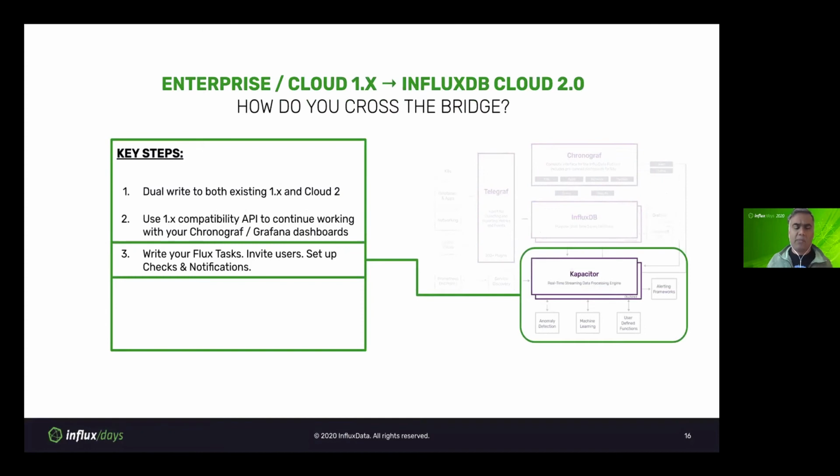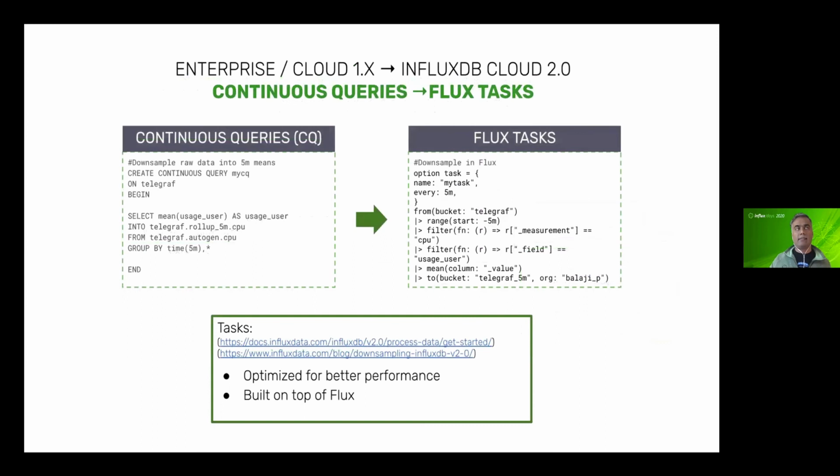The third aspect would be, okay, how do we take care of all your Kapacitor, alerting, users, and so on. So this, again, remember, we have not done the historical data migration yet. Let's say you have Kapacitor, or let's say you have continuous queries running in your InfluxDB instance. So continuous queries are no longer supported in 2.0. The best way to think about them is, okay, let's take all of these continuous queries and convert them to Flux tasks. Flux is very powerful.